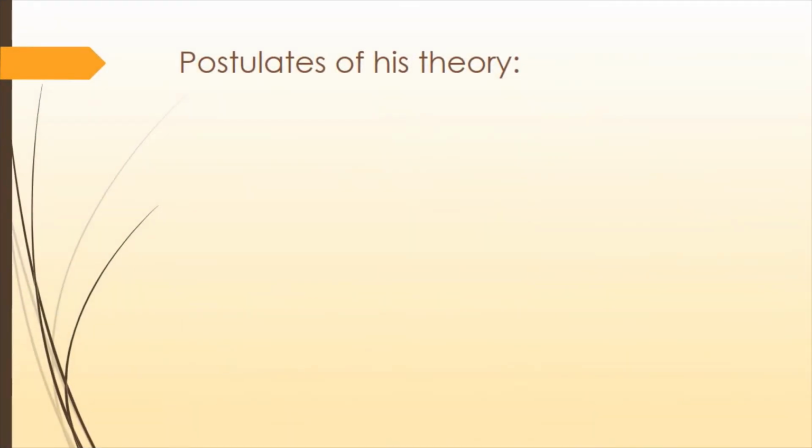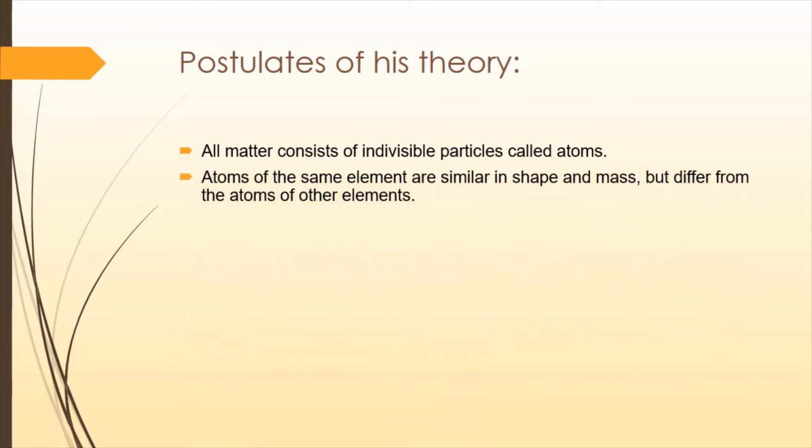Now we are going to see what the postulates of his theory are. There were a total of 6 postulates. First, all matter consists of individual particles called atoms. Second, atoms of the same element are similar in shape and mass but differ from the atoms of other elements. This means that if you take two atoms of the same element, they will be similar in all aspects but will be very much different from the atoms of other elements.